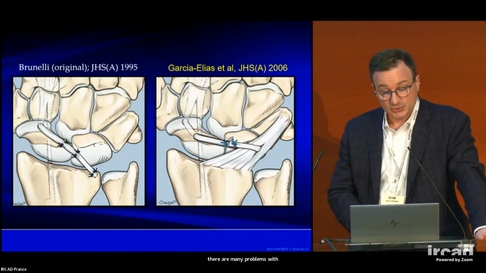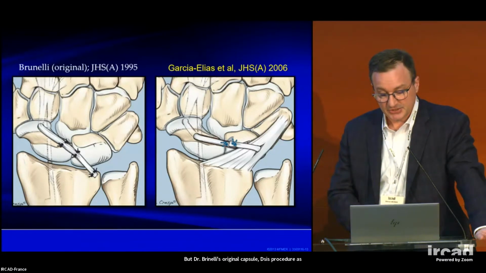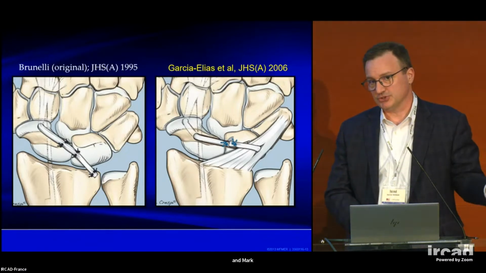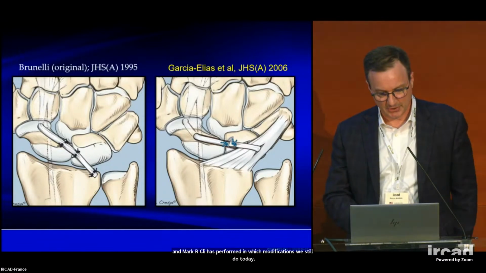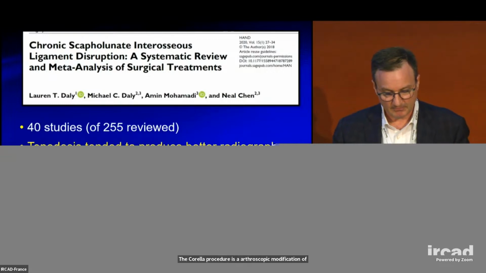But Dr. Bernelli's original capsulodesis procedure, as you can see in 1995, was then modified by Mark Garcia Elias to the triple tenodesis, which John Stanley and Mark Garcia Elias performed, and which modifications we still do today. The Corella procedure is an arthroscopic modification of this technique.